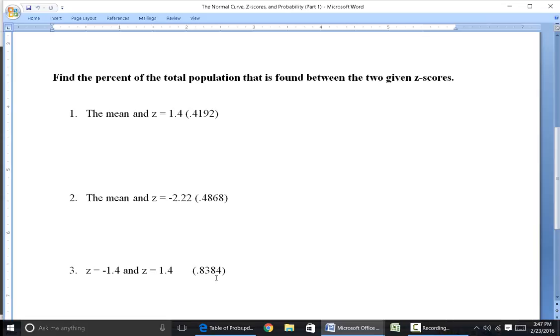Now, this video sets the foundation for the next couple of videos that I'll be doing on the normal curve, and we'll focus more on probability problems in the next video. And then, in a follow-up video, I will have another way to do this using your graphing calculator. But at this point, this concludes the video.